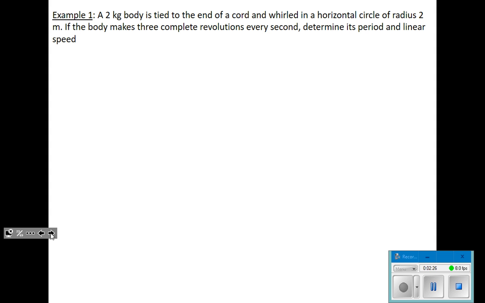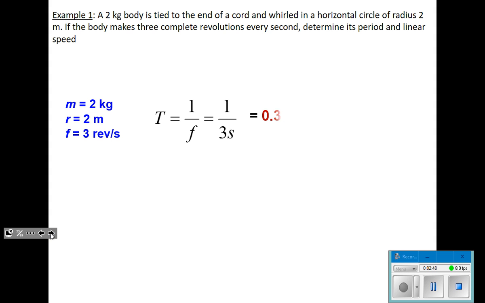Okay, so if it makes 3 revolutions every second, revolutions per second is a frequency. So, we also were given its mass, and we were given the radius. So we know the mass, the radius, and the frequency. So to find the period, we just need to take the inverse of the frequency. So we would do 1 divided by the frequency, which would give us 0.33 seconds. So that's something we did in the last unit, so that should be very doable.